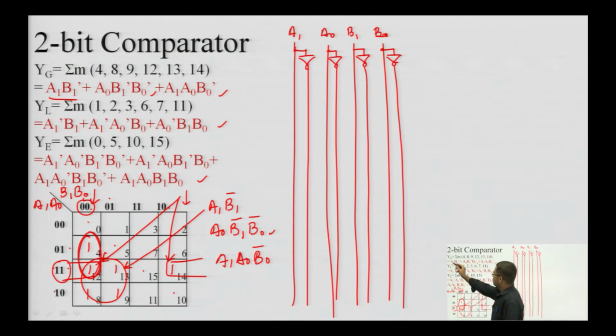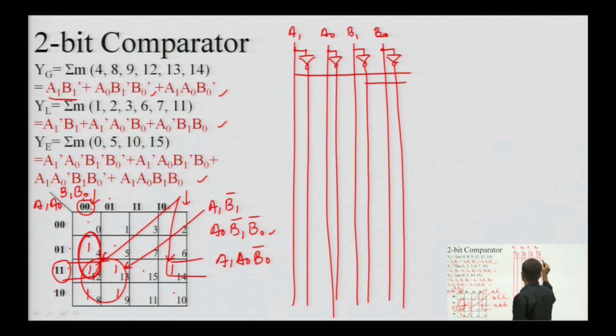So, let us generate the first one, A 1 B 1 complement. So, this is A 1 and this is B 1 complement. Then A naught B 1 complement B naught complement. We have to mark these dots here to indicate there are connections here.